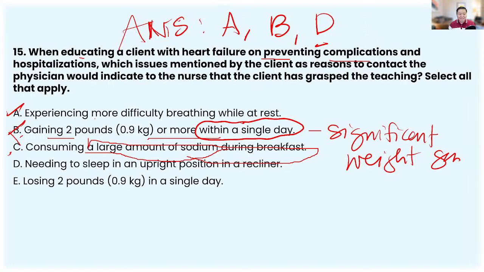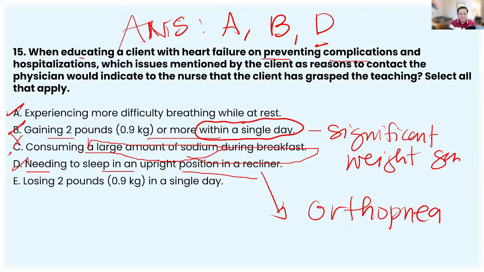What is the last answer then? Needing to sleep in an upright position in a recliner. This is a sign that the patient has what? Orthopnea. Elevation. Okay? This is worsening CHF. It simply means that they understood the teaching that they should be informing the medical provider right away once they experience this manifestation.